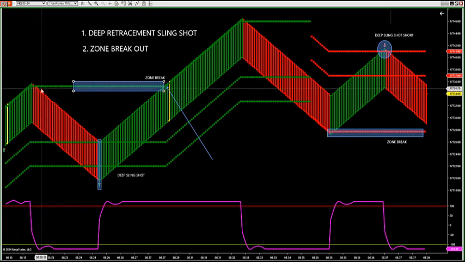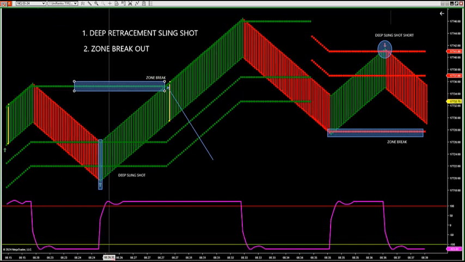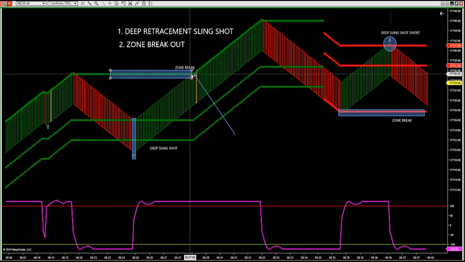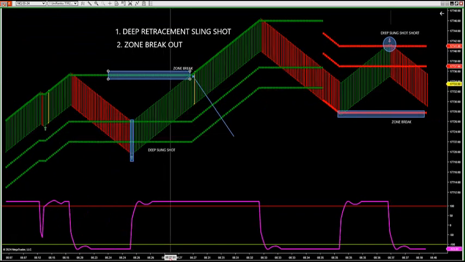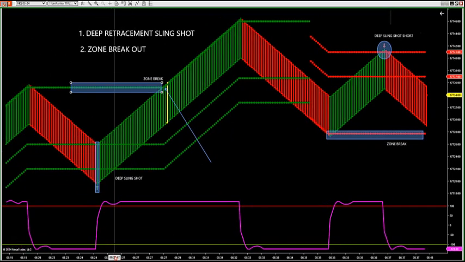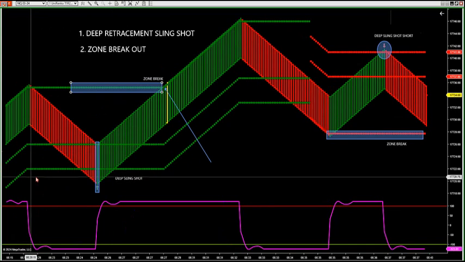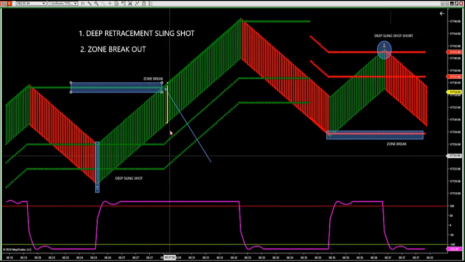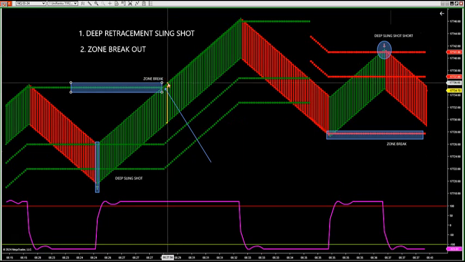This is called a cup and handle formation. Here's your cup and handle formation that developed. Here's your cup, and then it broke out. So after the deep slingshot, these dots formed all the way back at 8:20 and then broke out at 8:27. You had an 8-minute heads up on this breakout.